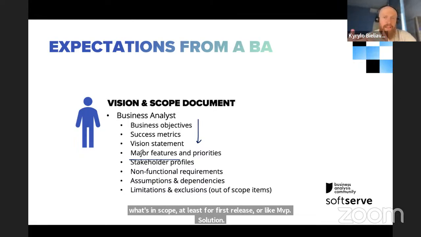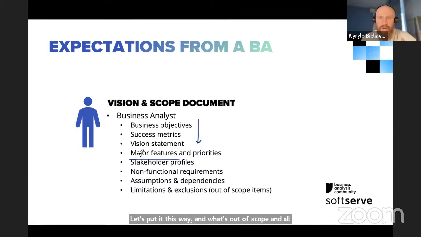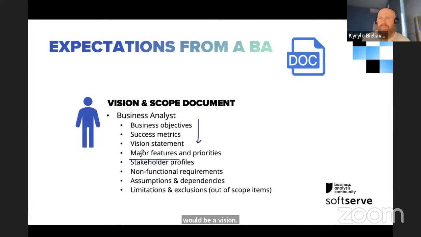And almost all of that is the structure of a vision and scope document. I'm sure most of you are familiar with that document. Earlier, maybe five years ago, the outcome of the discovery stage would be a vision and scope document. But now it can be a structured document with all of these sections filled in properly in a certain manner.